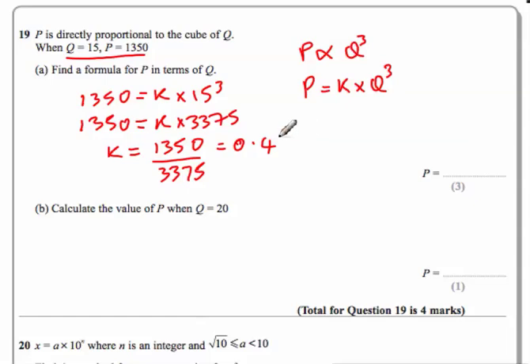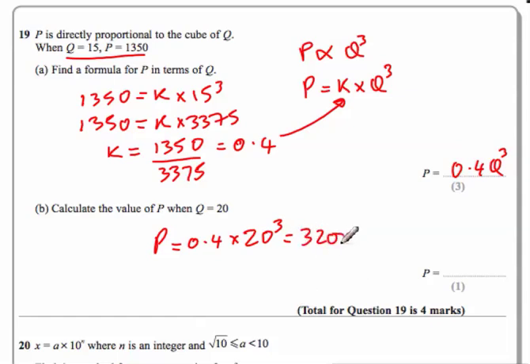Okay, so now I can substitute this into here, and I will get P equals 0.4 Q cubed, and that is my final answer for that one. And then it says calculate the value of P when Q equals 20. Well, that's dead easy because we've got this formula now, haven't we? So P equals 0.4 times 20 cubed, which I make out to be 3,200. Okay, that's dead easy, isn't it?